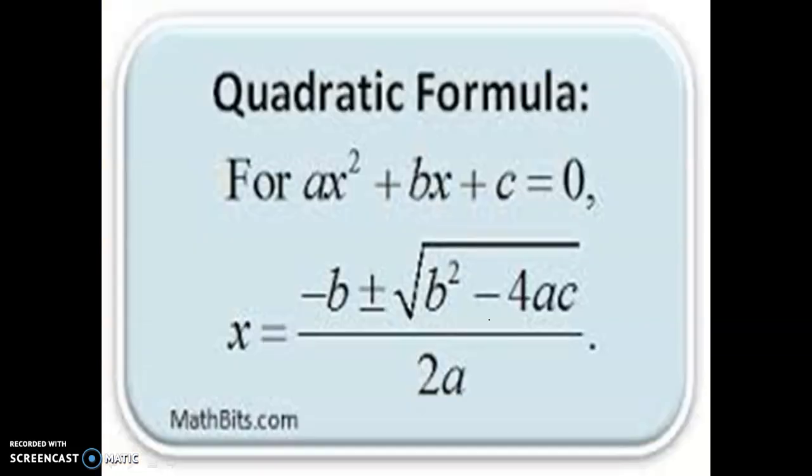This is the formula for finding the roots of the quadratic equation: x equals minus b plus or minus root of b square minus 4ac, whole divided by 2a. Here b is the coefficient of x, a is the coefficient of x square, and c is the constant term. So this is the formula for finding the roots of a quadratic equation.